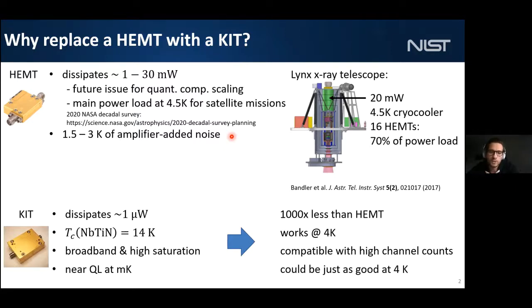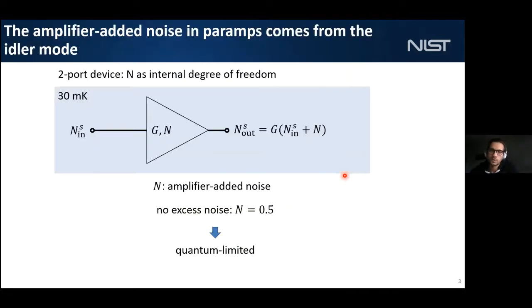And finally, while we demonstrated that it's near quantum limited at millikelvin temperature, we actually think it could be just as good at 4 Kelvin. And this is what I'm going to talk about.